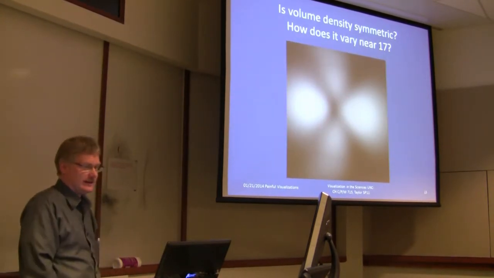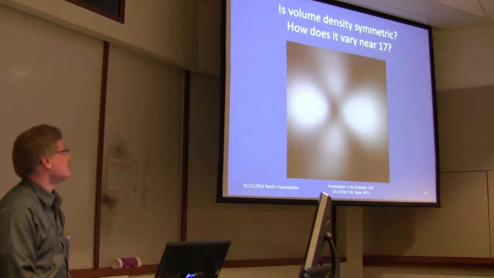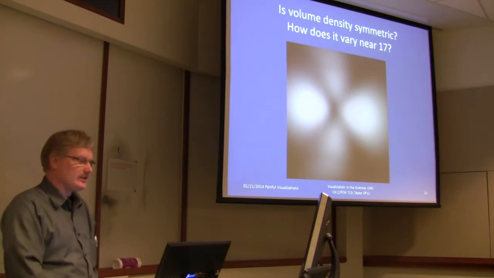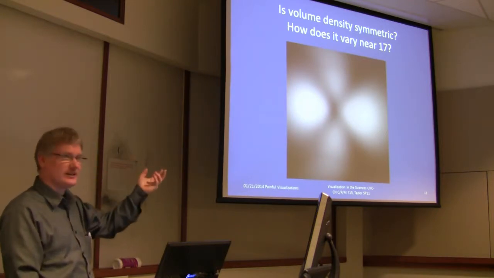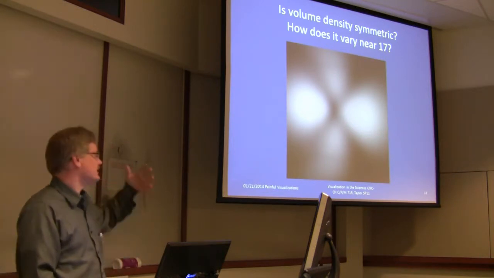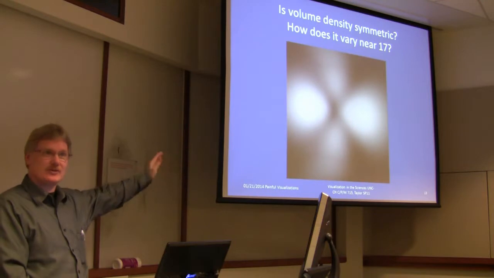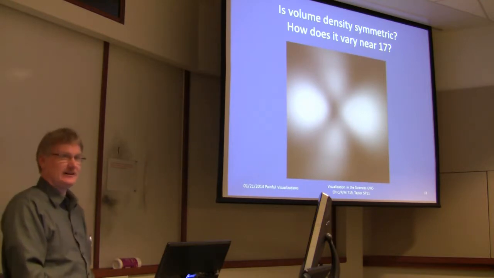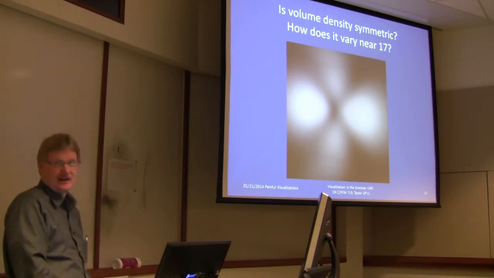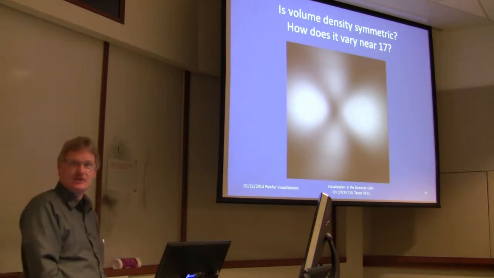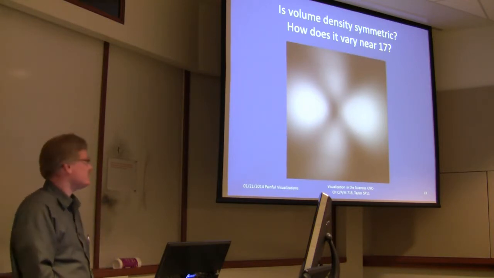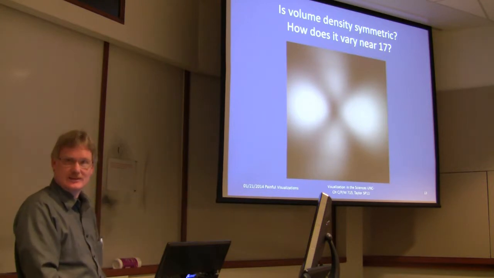All right, so here is the hydrogen atom simulation of the electron density around that. The questions are, is the volume density symmetric? And how does it vary near the value 17? This is basically an X-ray volume rendering projection of this molecule. 17 what? Value 17. Yeah, don't know, no legend. Even if there was a legend, it'd still be kind of hard to tell around where 17. So 17 is a certain level of grayness in this image.